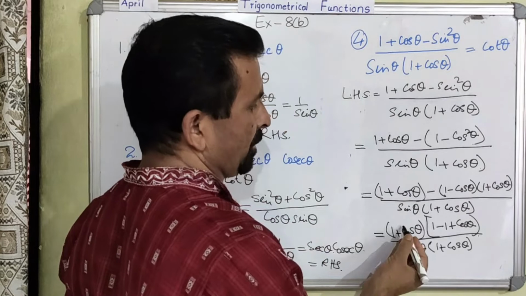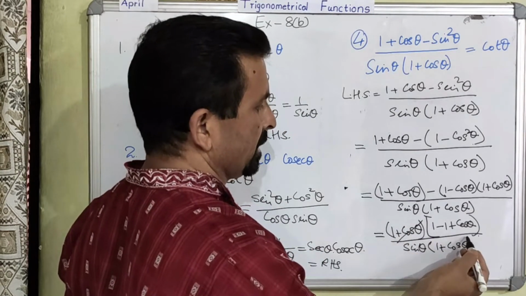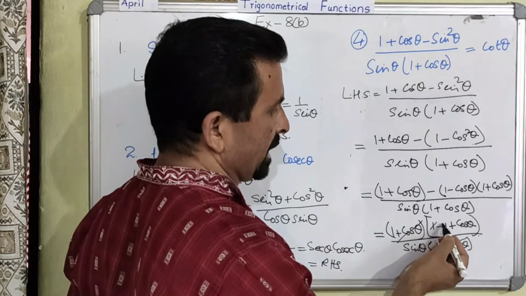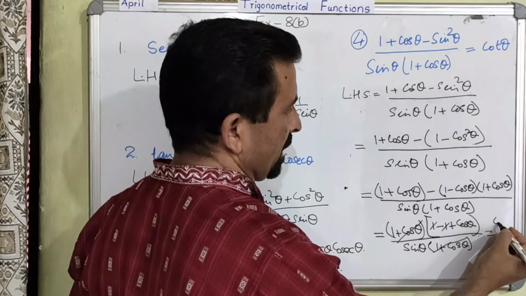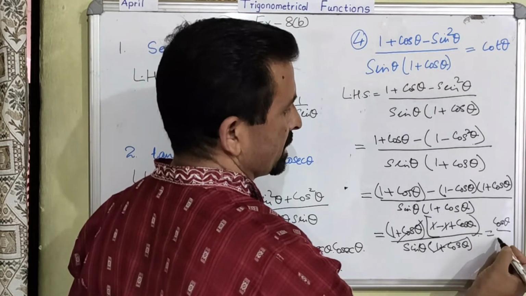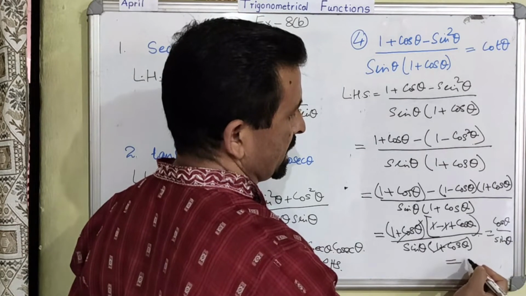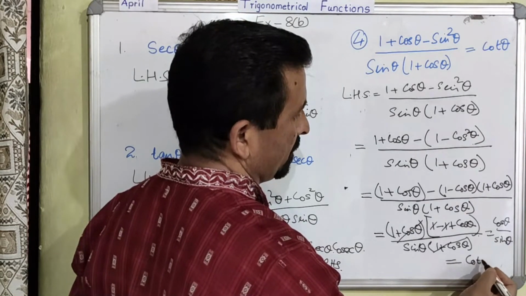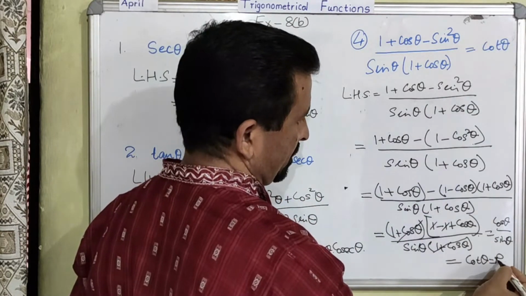Is it alright? Now 1 plus cos theta, 1 plus cos theta is common, so therefore we can cancel. This 1 and this 1 also is cancelled. In the numerator you are getting only cos theta, and in the denominator you got sin theta, and therefore this is equal to cot theta, which is equal to your RHS.